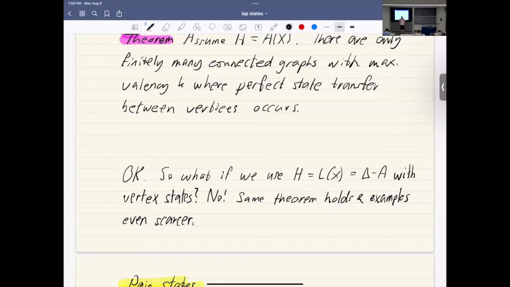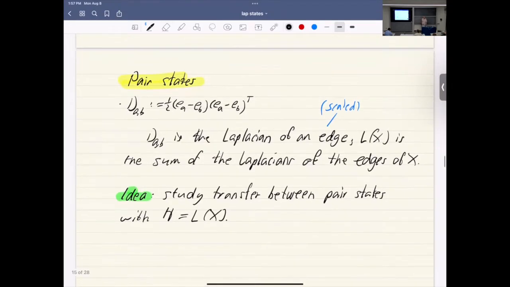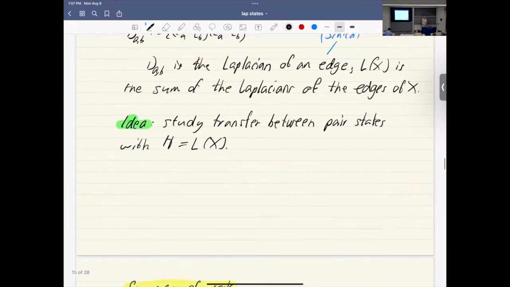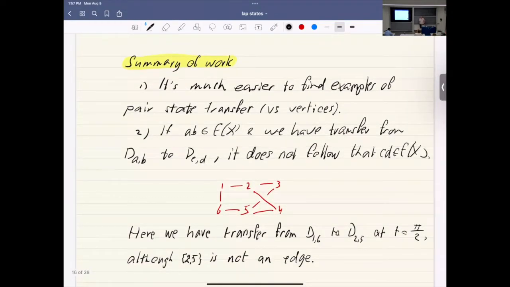So we take two pairs of vertices, we're using the Laplacian, and we ask, can we get transfer from one to the other? Now, the first thing is experimentally, yes, it works a lot better. I don't have an explanation for this, but I'll just pretend I'm a physicist for a moment and say experimentally it's okay. It would be nice to have a better explanation. The next slide is just giving me the definition of pair state. I should have thought of that. So there it is. And so we get ideas to think about transfer between pair states. The summary is, as I said, it's much easier to find examples, and I don't know why.